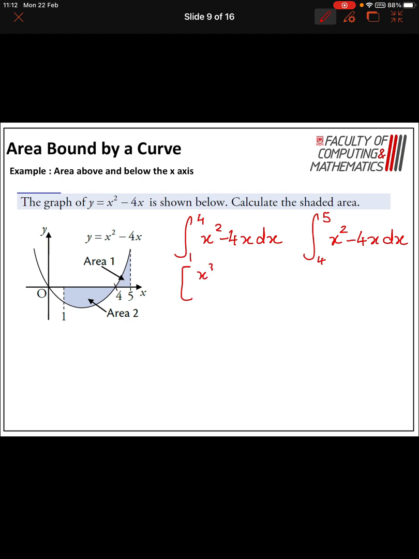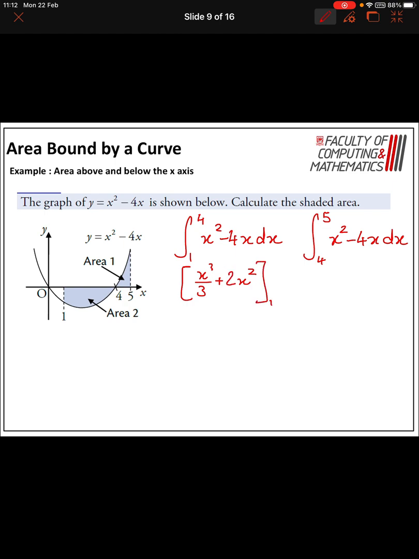x cubed over 3 plus 4x squared over 2. Okay, so I'm going to simplify that at this stage and just give you the 2.